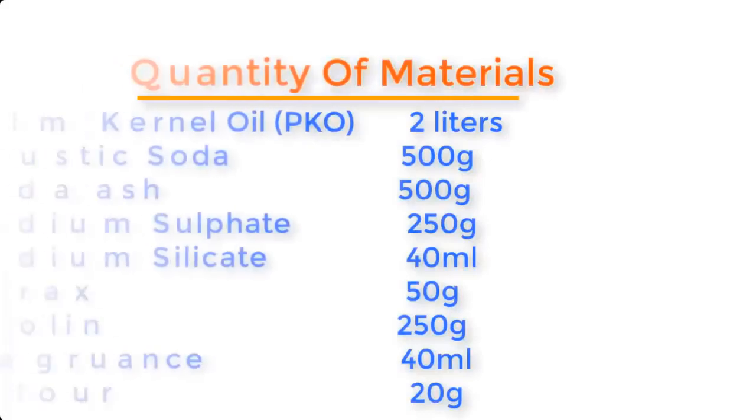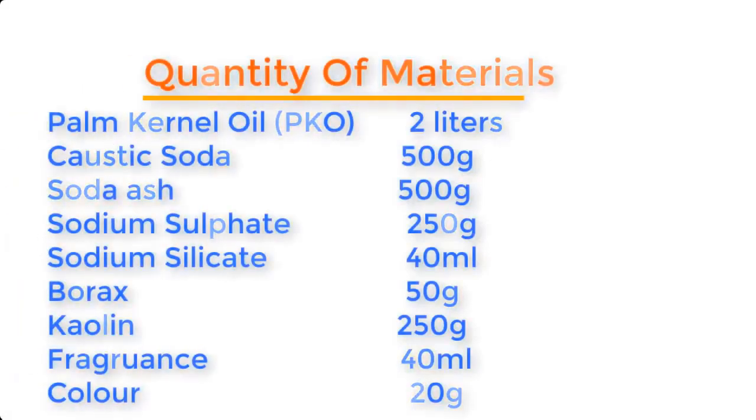Palm kernel oil, also known as PKO, 2 liters. Caustic soda, 500 gram. Soda ash, 500 gram. Sodium sulfate, 250 gram. Sodium silicate, 40 ml. Borax, 50 gram. Kaolin, 250 gram. Fragrance, 40 ml. And color, 20 gram or 2 tablespoons.